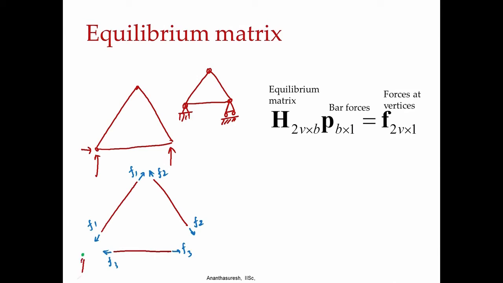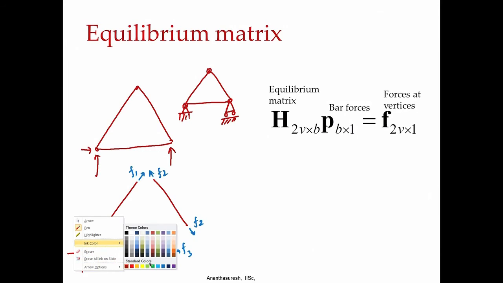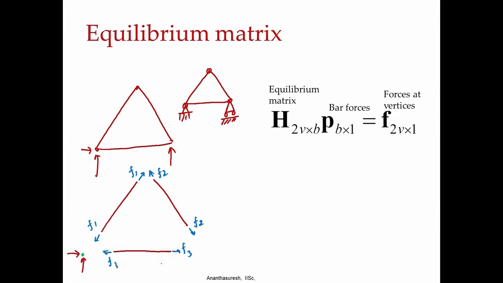Okay, so here we have that force and this force at this vertex, and then the forces due to the bars also act on that in the opposite direction. If it is like that, it will be like this. Okay. Now, let us equilibrate this vertex. Let us write the equilibrium equation for that.